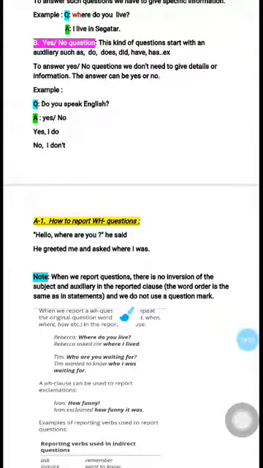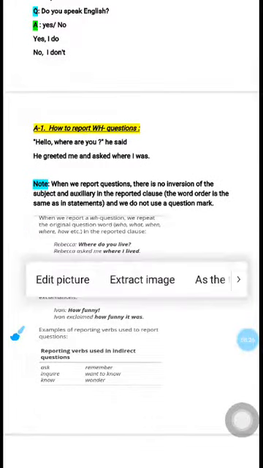Example: when we report a WH question, we repeat the original question word. يعني repeat بداية WH question, repeat what, who, when, where, etc. in the reported clause. Example: look at this. I'm not sure if you can see this clearly or not. If you can see it, look at this. Rebecca, where do you live? Rebecca asked me where I live.